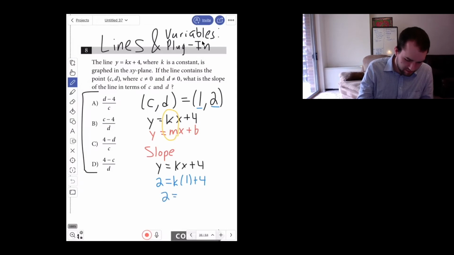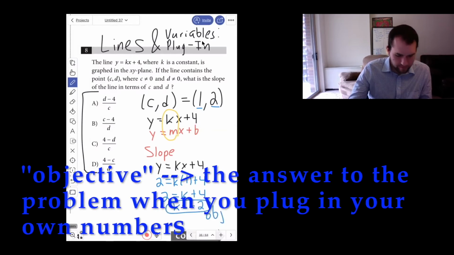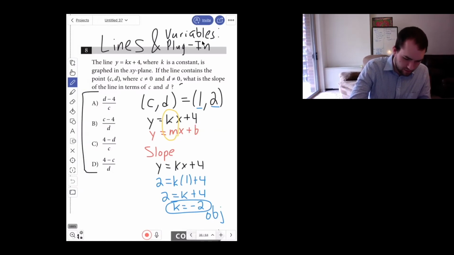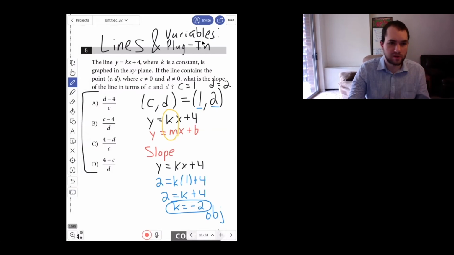2 equals k plus 4. k equals -2. Circle that. That's my objective. If you think this is a little bit too hasty, you could try it again with two different numbers and see that it works out exactly the same. You'll get a different k value, but when we plug it into the choices, we should find only one correct answer. So let's see what happens. We're plugging in c is 1 and d is 2, and we're solving for the objective -2. Let's see which one of those choices gets us there.